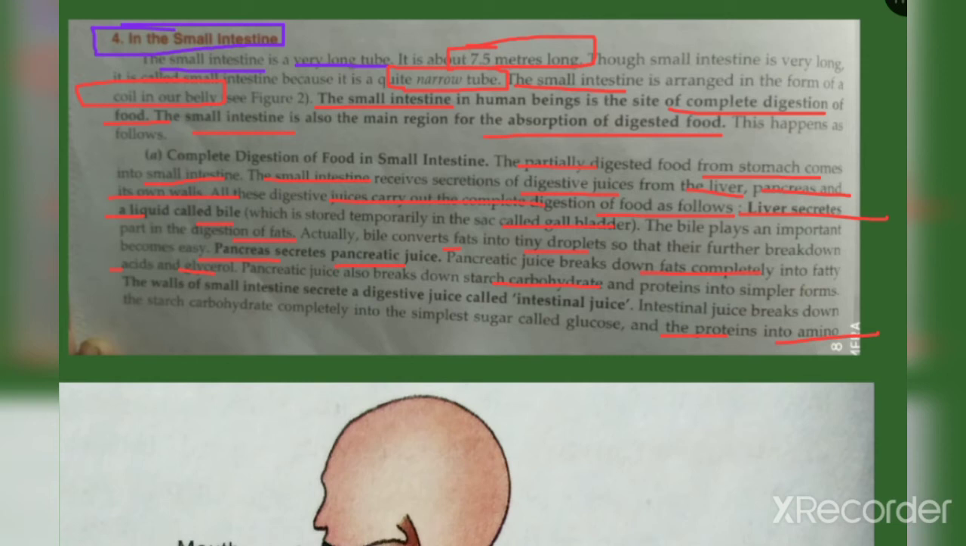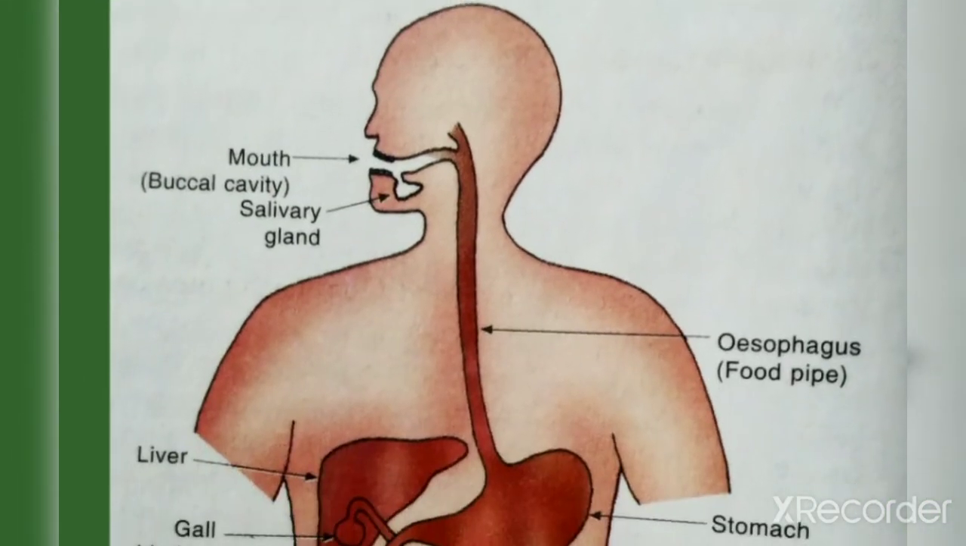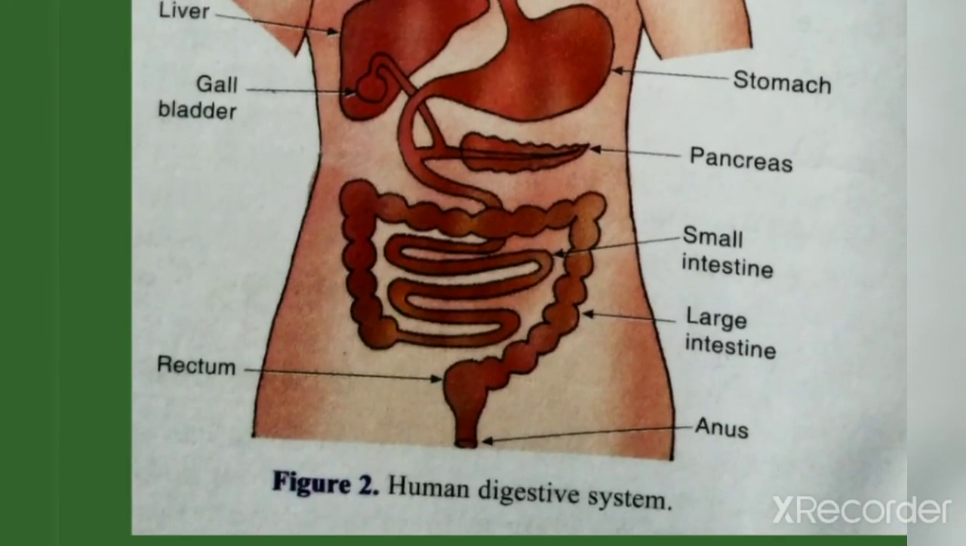Here complete digestion of food takes place, and also in the small intestine some finger-like projections are present, and these finger-like projections are known as villi. Villi help in the absorption of digested food into the blood capillary.